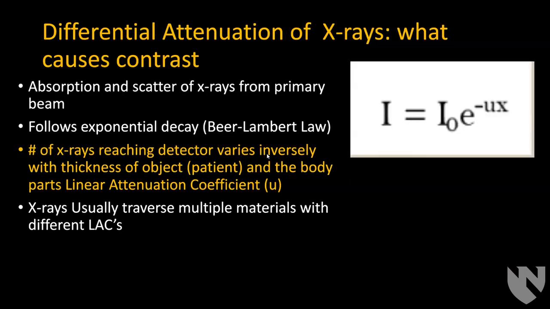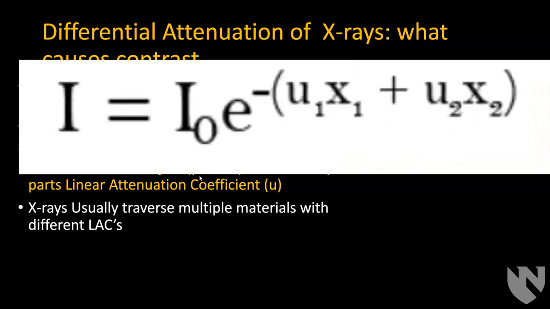Okay, so what causes contrast? It's differences in attenuation of X-rays. Absorption and scatter of X-rays is what causes differences in attenuation. And it follows exponential decay, meaning that the amount of attenuation is not linear, but exponential as you go through material. The number of X-rays reaching the detector varies inversely with the thickness of the object. So the thicker the object, the fewer X-rays, obviously, and the linear attenuation coefficients can be used to describe this. X-rays usually traverse multiple materials that have different linear attenuation coefficients, and you can add those together in the exponential part.